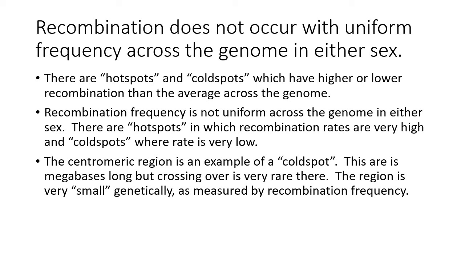So there are very large differences from one region of the genome to another, according to what the recombination rates are like. The centromere region is a famous example of a cold spot. This is megabases long, but crossing over is very rare. So this region is very small genetically, but is large physically, as measured by recombination versus DNA sequence.